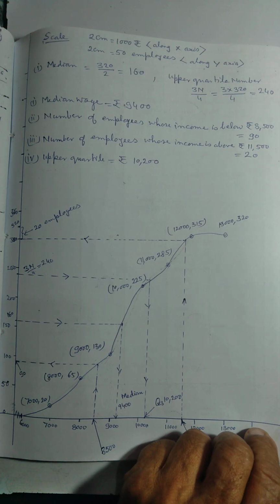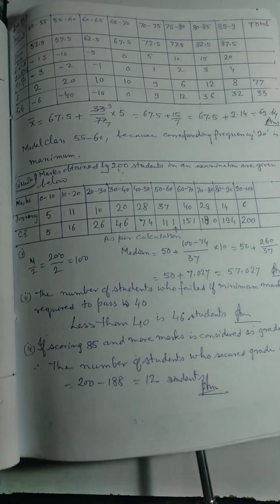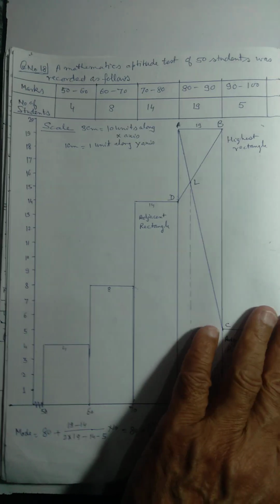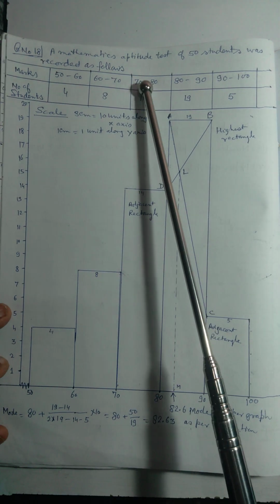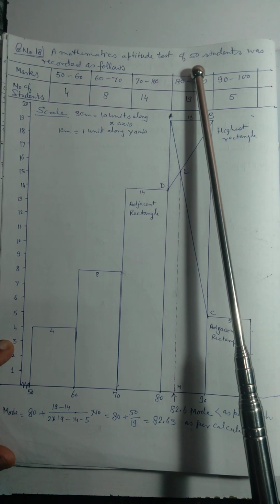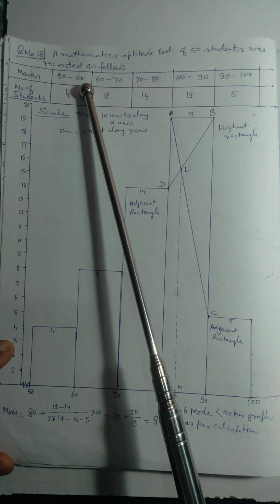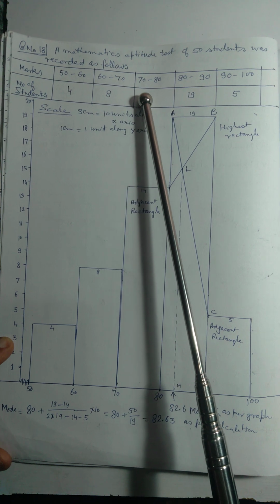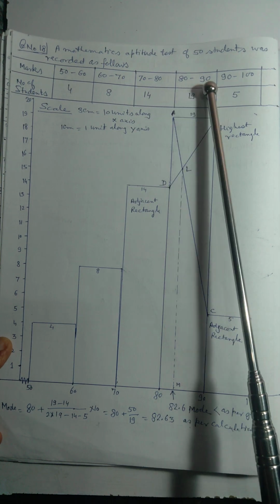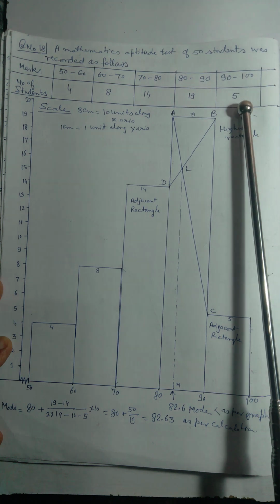Now proceed to question number 18. A mathematics aptitude test of 50 students was recorded as follows. Marks 50 to 60, 4 students. 60 to 70, 8 students. 70 to 80, 14 students. 80 to 90, 19 students. 90 to 100, 5 students.